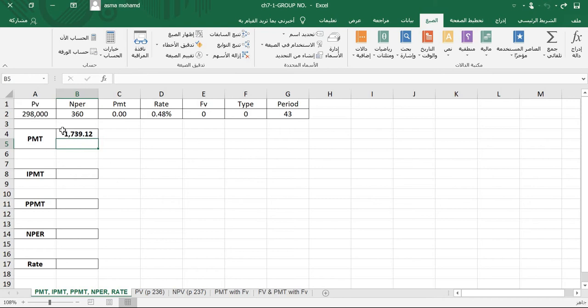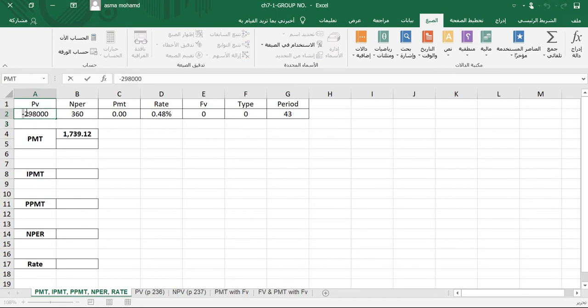Notice that this one is positive and this one is negative. They can't both be positive or both be negative. One of them has to be negative and the other positive. Why? Because when you borrow, the cash goes into your bucket, so it's an inflow, a positive. And when you pay, it's negative because it's going out of your bucket. However, if the bank is the one using this function, the amount you borrow goes out of the bank's bucket, so it's negative, and the monthly payment you pay is a positive number.